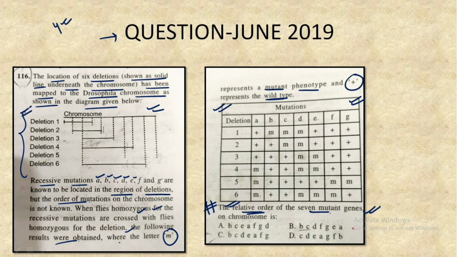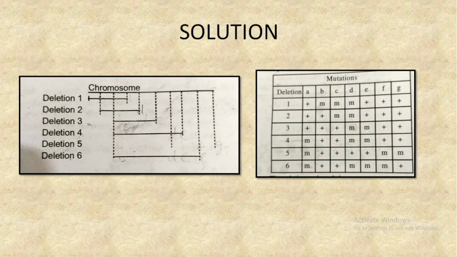Let us first analyze the graph and try to solve this question. These are the only two important figures we need to analyze. The best way to solve this question is to use the sliding principle. And what is the sliding principle? Let us understand. First, let us analyze the results given. On this column the deletions are given, and on this side we have the mutations.